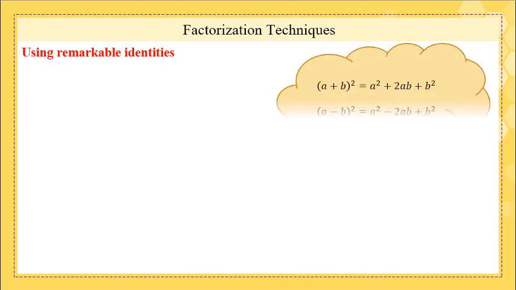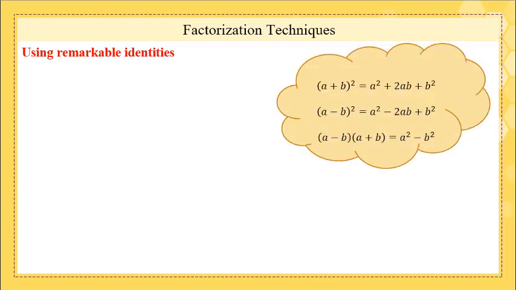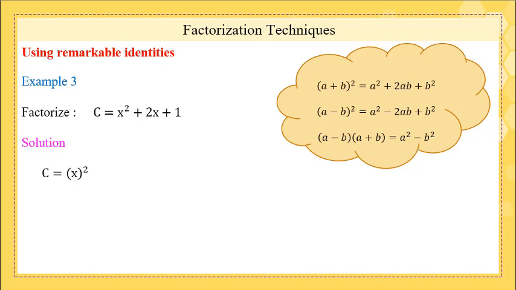Using remarkable identities. This is the second factorization technique. All of us know what the remarkable identities are, three formulas. Let's start with example 3. We have C: x squared plus 2x plus 1. To factorize C, we write first x squared.